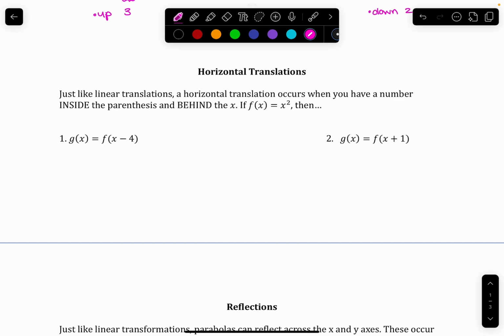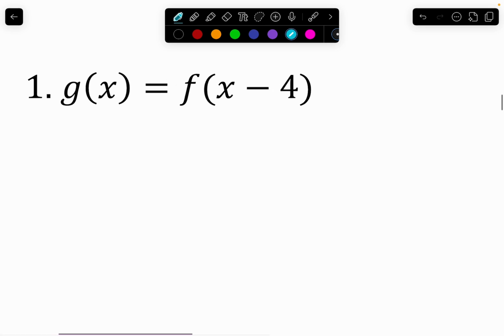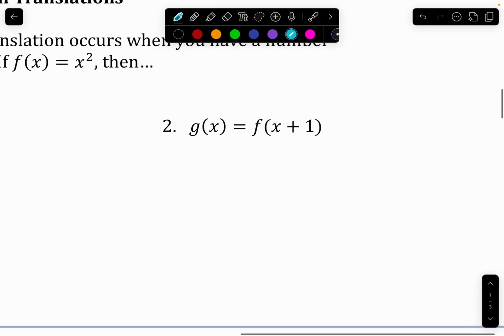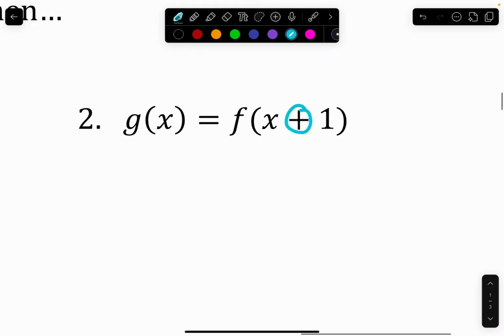Horizontal translations is where your graphs shift left and right. And this, remember, when it's in the parentheses, but to the right of x, this is your right or left direction. And this is always the opposite of what you see. So because you see this negative, you might think that you're going left, but in reality, you're going to the right. So anytime that you see a minus sign, you're going to the right. So this would be a right 4. And then over here, you have a plus sign in the middle, which means that you're going to go to the left. So this is to the left 1.